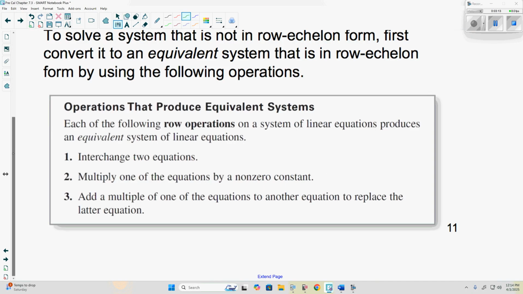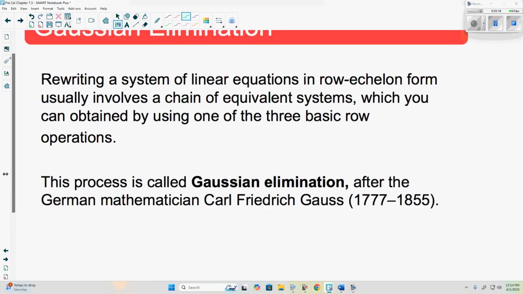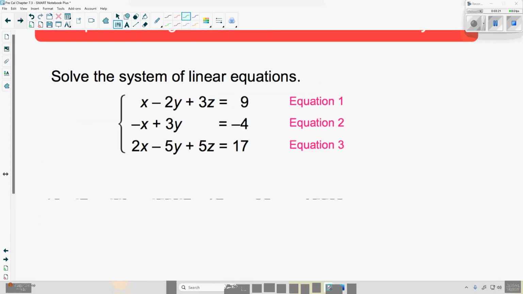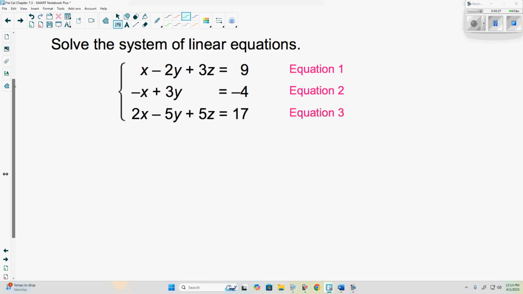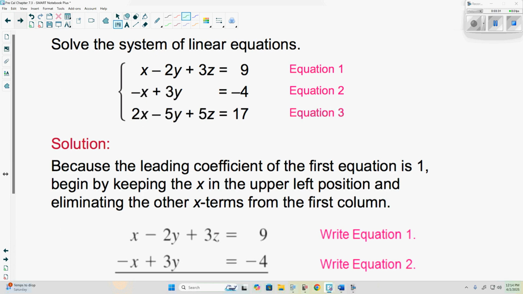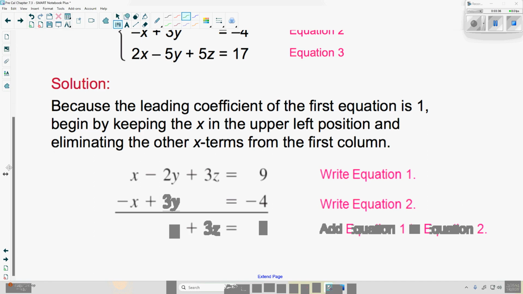Gaussian elimination, this is how we would do it by hand. We can interchange, multiply, add, or subtract. So the process is to get it in that stair-step form. So we would take these equations and we want to get one equation with x, y, z, one with y, z, and one with z, or one with one variable. And we would do this by adding or subtracting the equations.